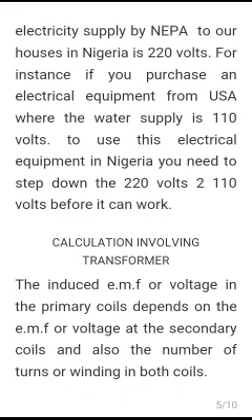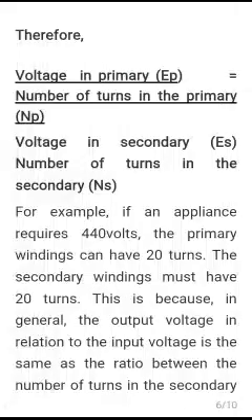So, the calculation involving transformer. The induced EMF, electromotive force, is also the same as voltage or potential difference. In the primary coil, it depends on the voltage at the secondary coil and also the number of turns of winding in both coils. Therefore, voltage in the primary coil over voltage in the secondary coil equals number of turns in the primary coil over number of turns in the secondary coil.